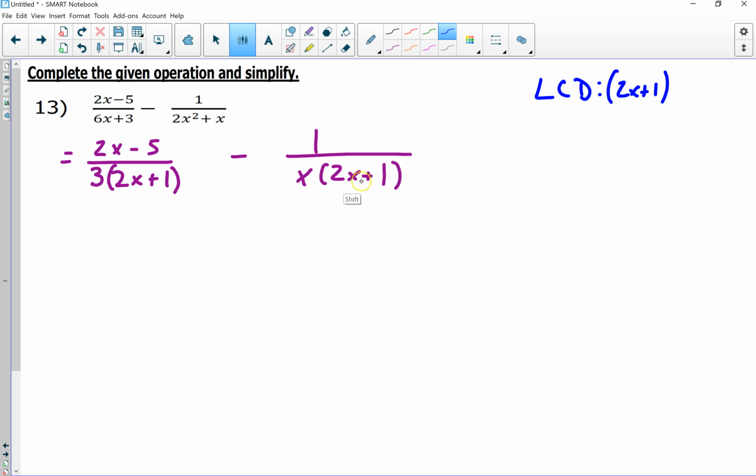So I don't have to do anything to adjust these fractions. They already match in that sense. This first fraction has a 3 that the second fraction doesn't. So I would need to include that multiple of 3 onto this second fraction. And then the second fraction has an x that the first one doesn't. So I'd have to include an x on the first one. So my least common denominator is actually all 3 of those multiplied. It's the 2x plus 1 factor times 3 times x.